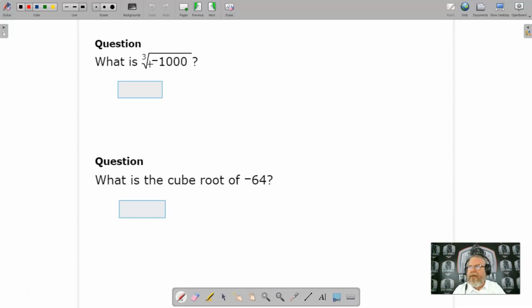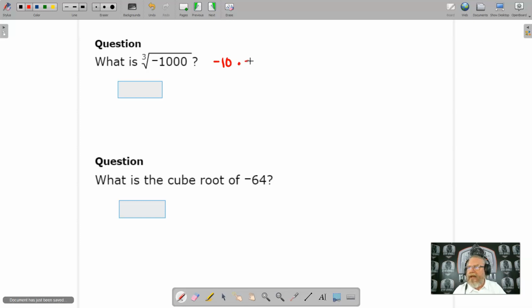However, with cubed roots, it's a little bit different. If your index is an odd number, in this case 3 is an odd number, then it's possible to have a negative radicand. And here's why. So we know 10 is the number we need to deal with, right? It's just that this is going to be a negative. So let's try negative 10.